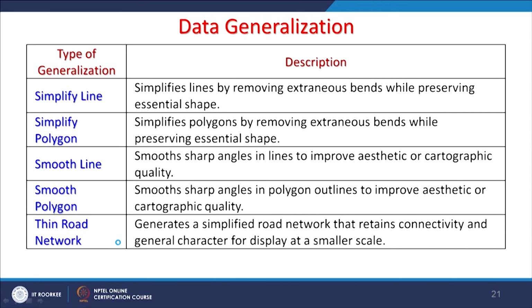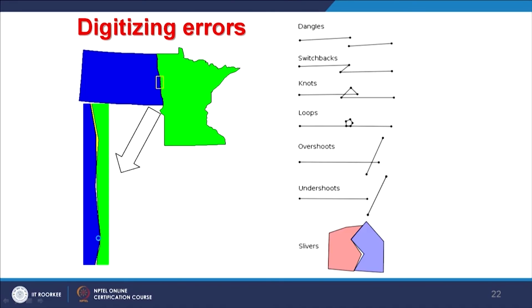Now, there are others: for simplifying lines, for polylines, simplify polygon, smooth line. We have seen the example of smooth line, and smooth polygon. If there are too many details along the polygon, we can smoothen it. Thin road network, we have already discussed this part.